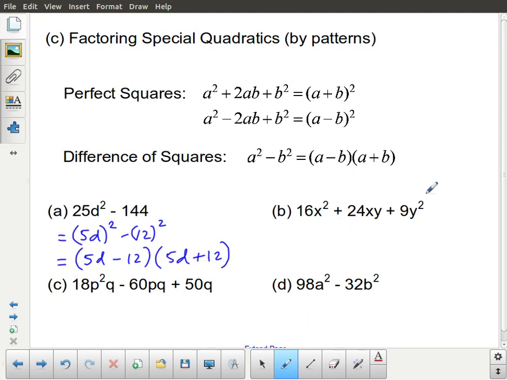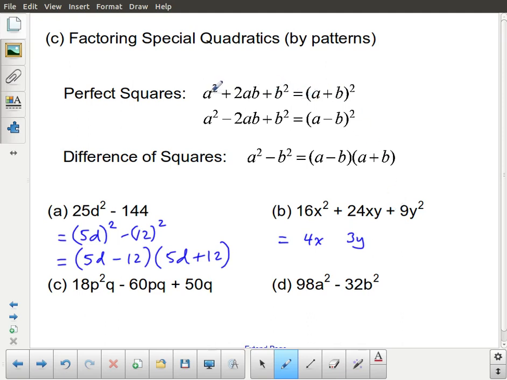Taking a look at b. This cannot be a difference of squares. There are 3 terms in it. So what we ask ourselves, first of all, is, does it have a perfect square at the beginning? It does. 16x squared is the same as 4x all squared. Does it have a perfect square at the end? It does. 9y squared is the same as 3y all squared. This is a positive. This is also a positive. You have to watch out for that.